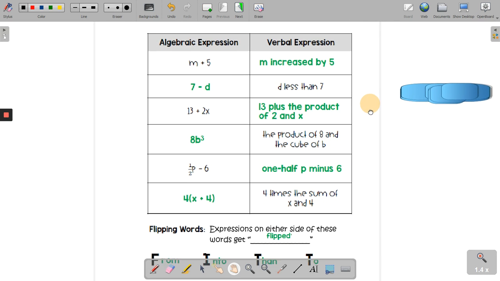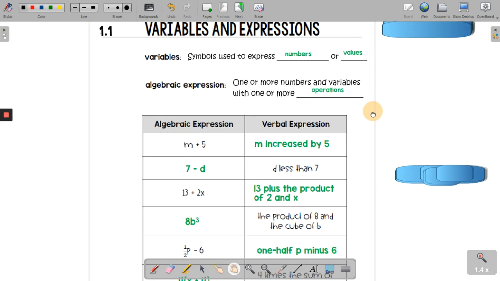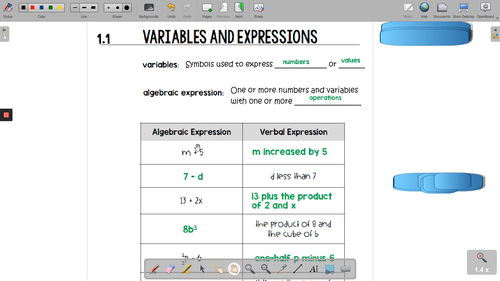So that's it for today. That's how to translate between algebraic expressions and verbal expressions and vice versa.